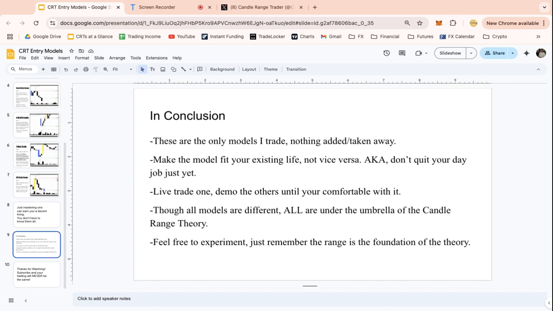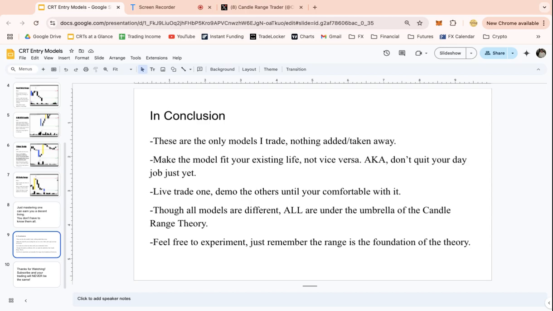But I'm self-employed, so I do have the time to check the charts more often and alert trades that I set up on something that I'm going to show you a little bit later. So be sure to fit this into what you already got going. But you can live trade just one model, and then you can demo trade all the others until you're comfortable with it. Then if you want to add something to your repertoire, so be it. It's your business. You run it as you see fit.